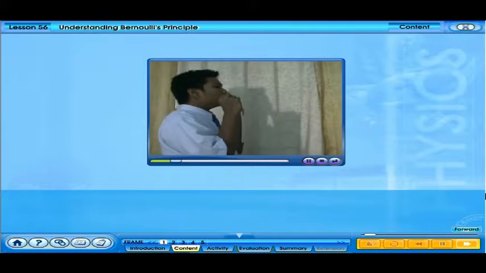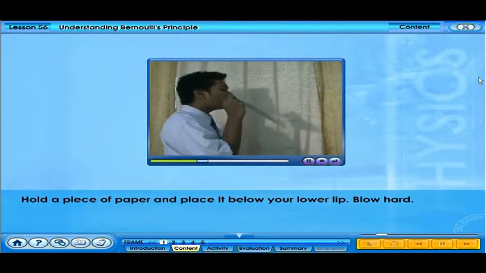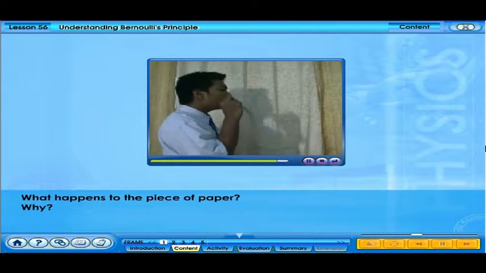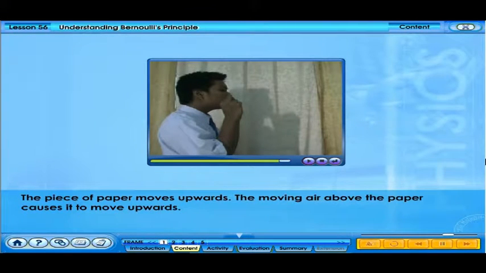Perform this experiment in the class. Hold a piece of paper and place it below your lower lip. Blow hard. What happens to the piece of paper? Why? The piece of paper moves upwards. The moving air above the paper causes it to move upwards.